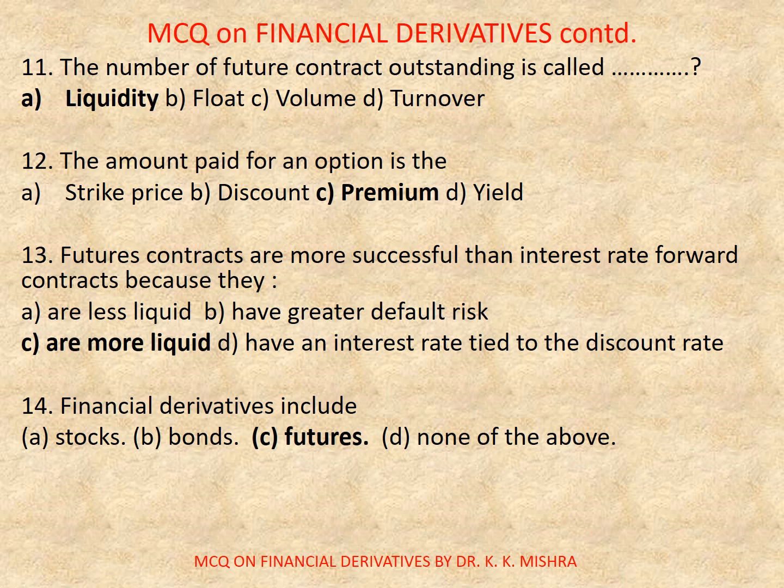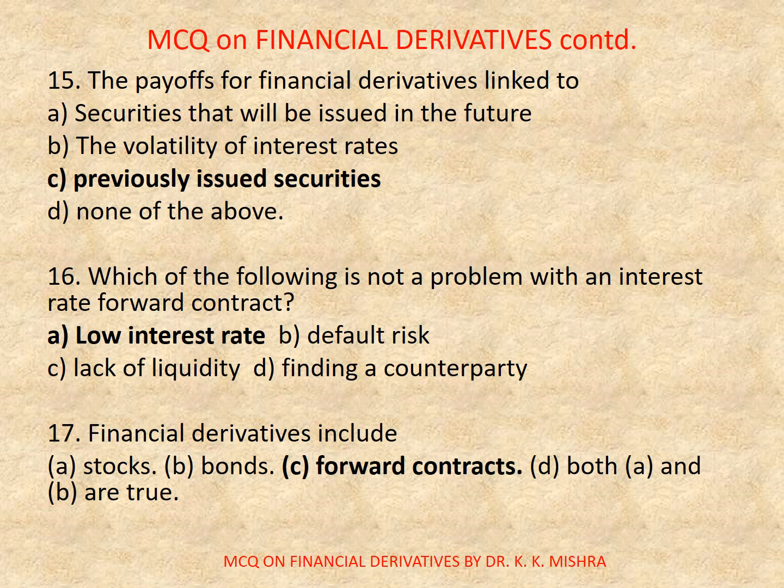Question number 14. Financial derivatives include. Options are A. Stocks, B. Bonds, C. Futures, D. None of the above. Correct option is C. Futures.